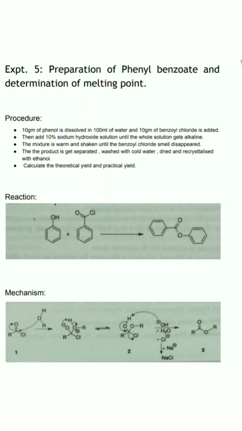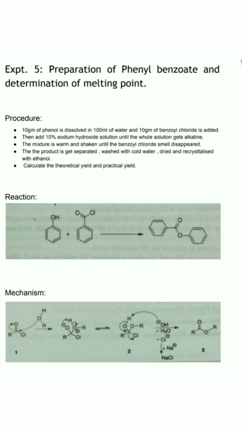In step 3, the mixture is warmed and shaken until the benzoyl chloride smell disappears. In the previous experiment we came to know that the smell of benzoyl chloride is a choking smell, so it has to be completely disappeared to carry on the experiment. Now the product which we will get, we will wash it with cold water, dry it and recrystallize it with ethanol to get our original product. Then we have to calculate the theoretical yield and the practical yield, the corresponding percentage yield, and the melting point of the phenyl benzoate.